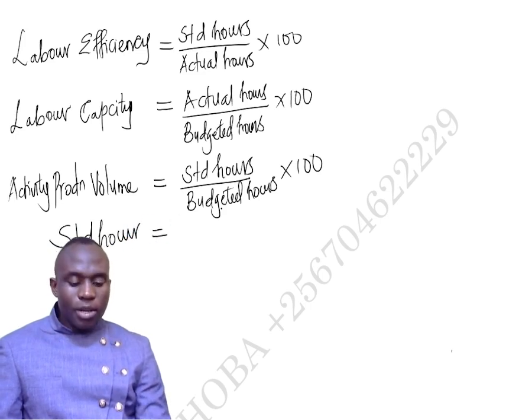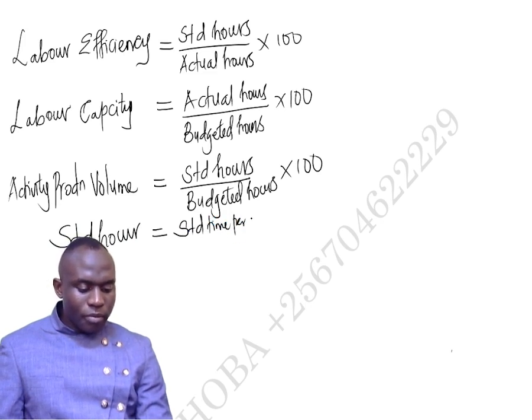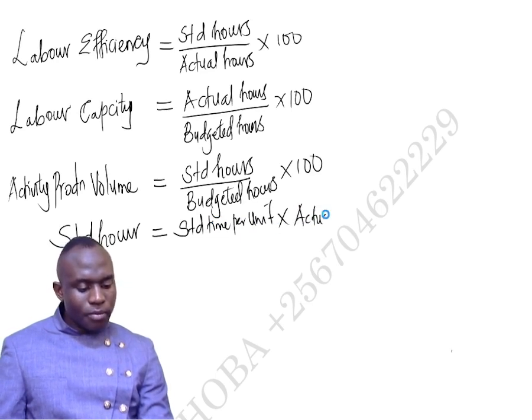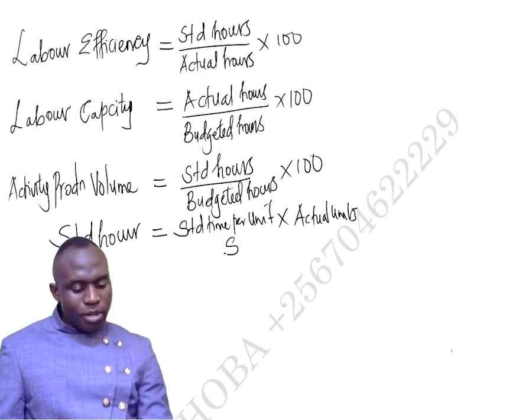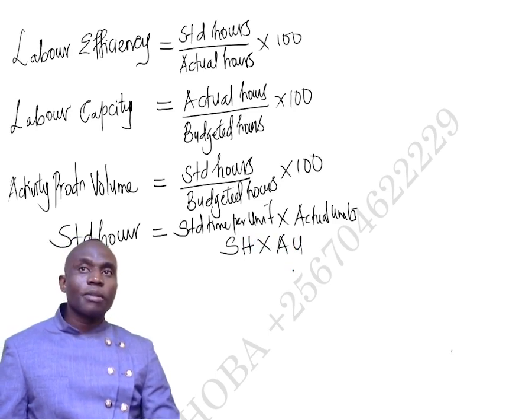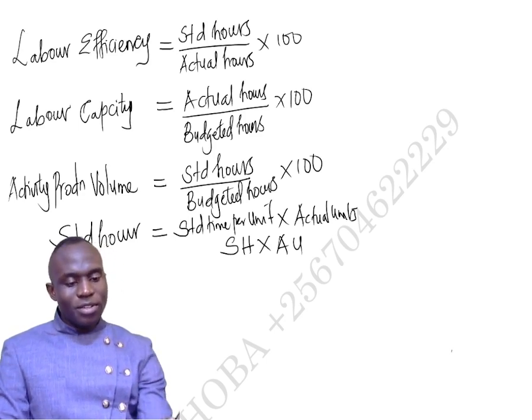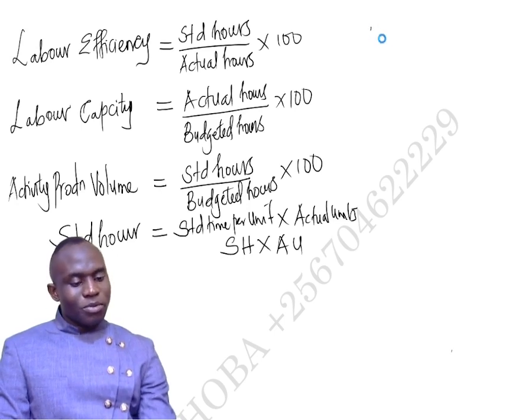are calculated as standard time per unit times actual units. So I abbreviate it as SH times actual units. Now, being a student, I know how hard it is to remember formulas. So I've eased your life by forming this. These ratios can be remembered using this word here.